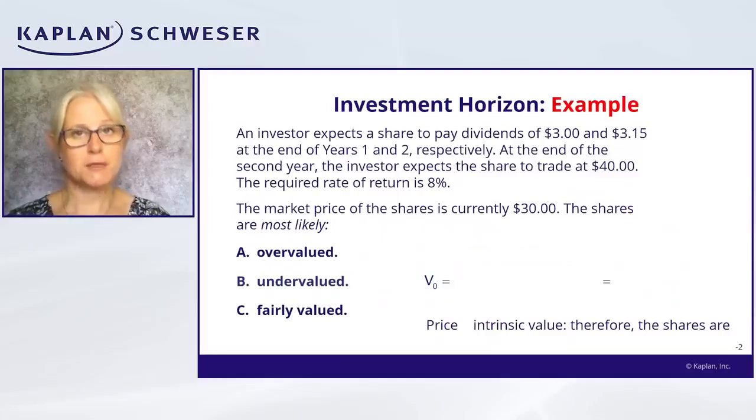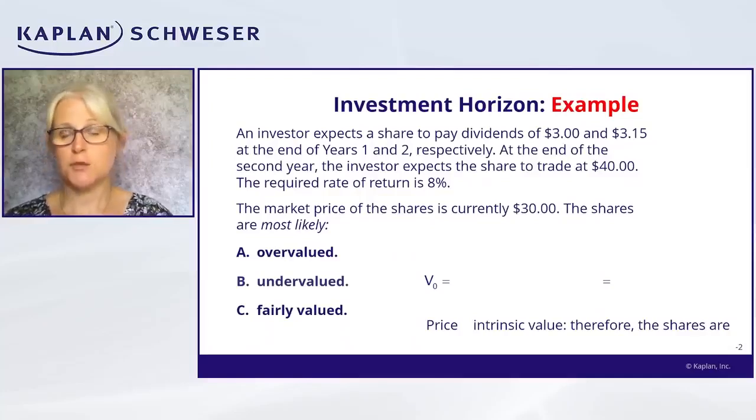So we've got some expectations of dividends, and we can see them, $3, $3.15. It's just the end of years 1 and 2. And then we've got a 2-year horizon. And at the end of that, we expect the share to trade at $40. I know, who knows what a share is going to be worth tomorrow, let alone in 2 years' time. But that's our best guess. Now, the question might not be, what should the share price be? It might be, are the shares over or undervalued? So this is showing it as a potential exam style question.